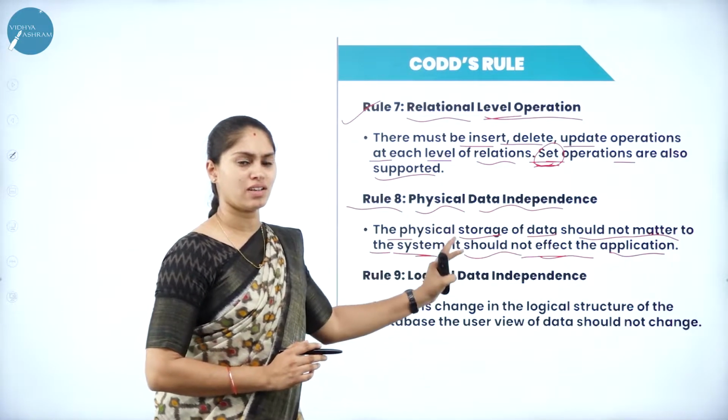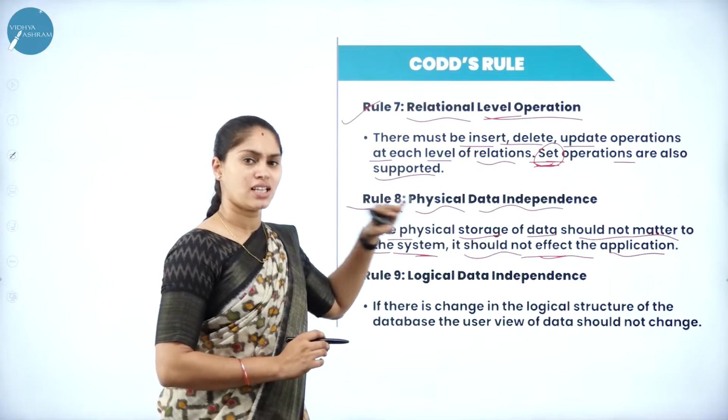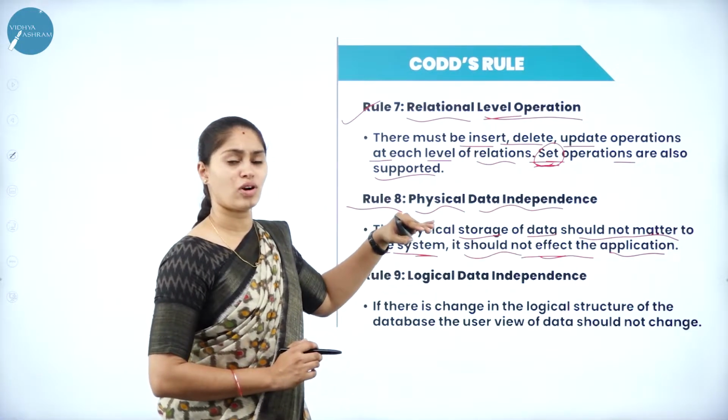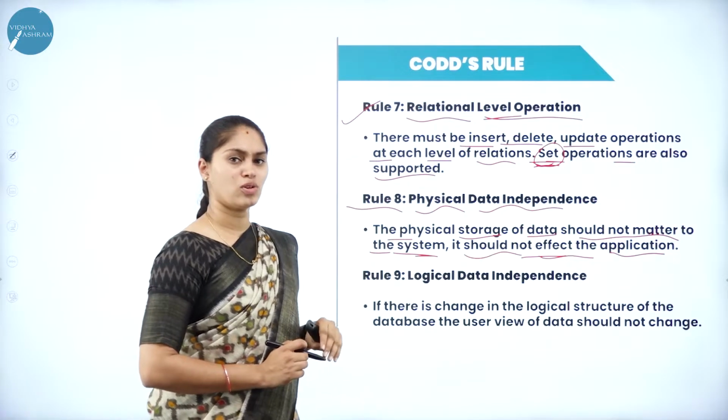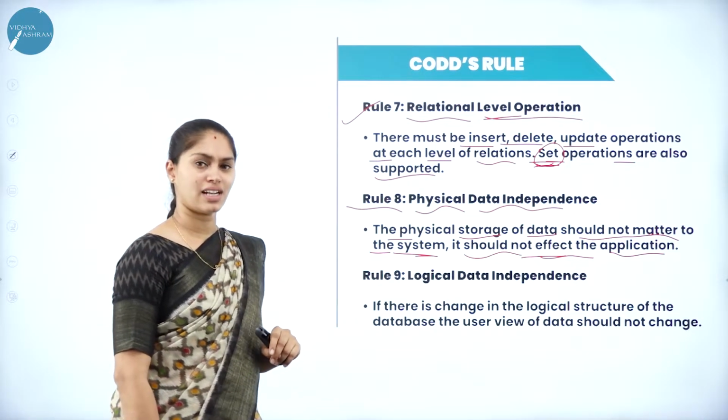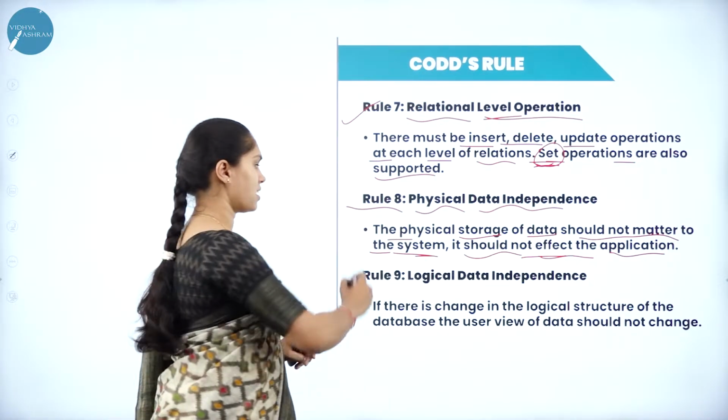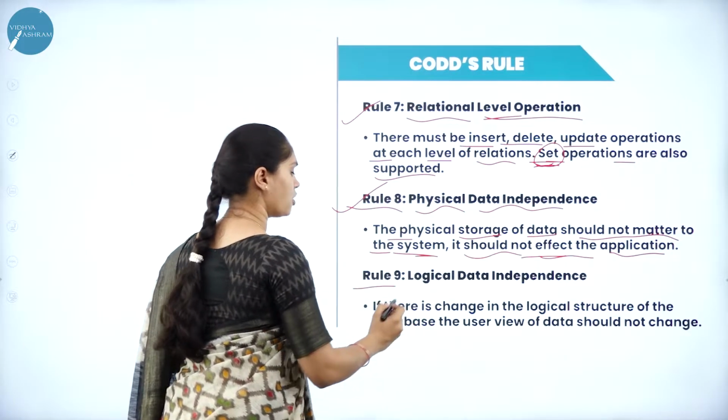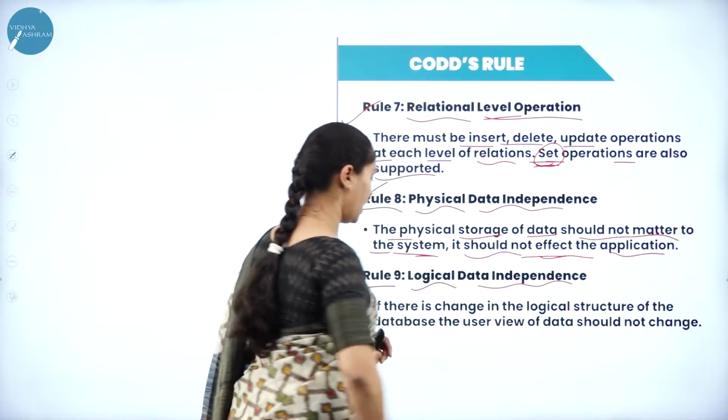So changes that we make at the physical level should not modify the content of the level above, the logical level of the data. So that is physical data independence. Regarding rule 8, we'll now see rule 9, that is logical data independence.